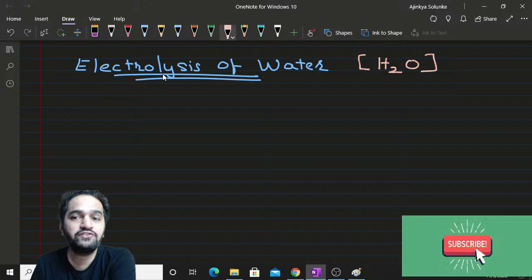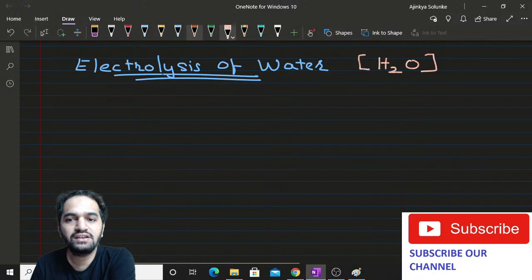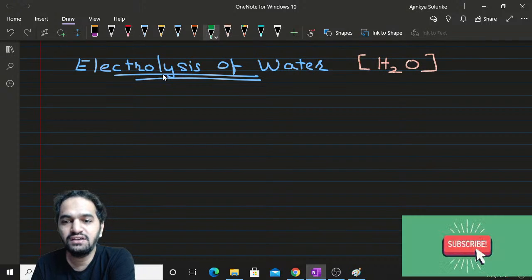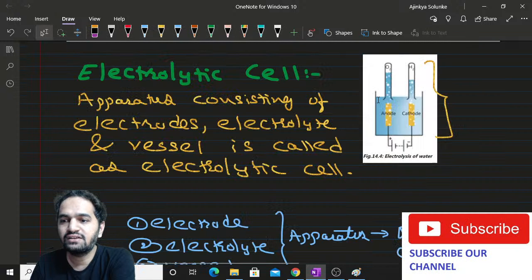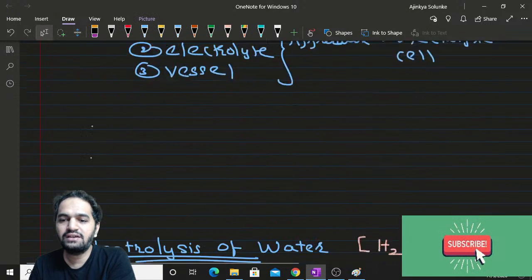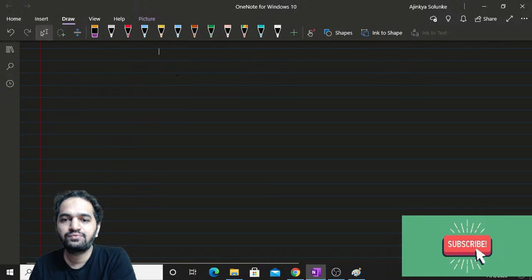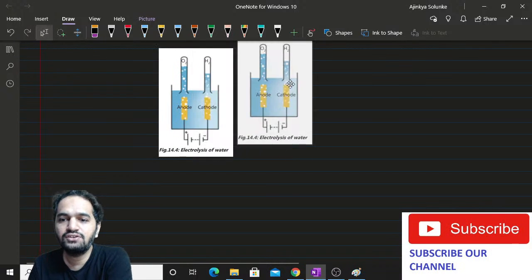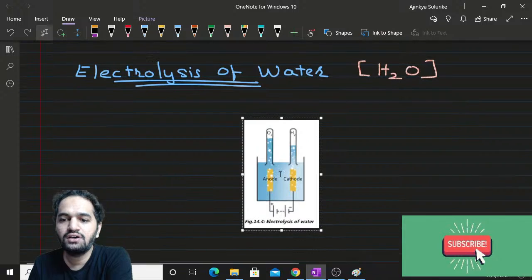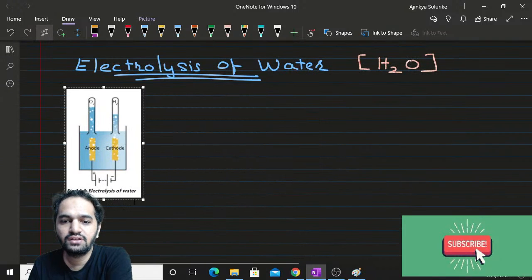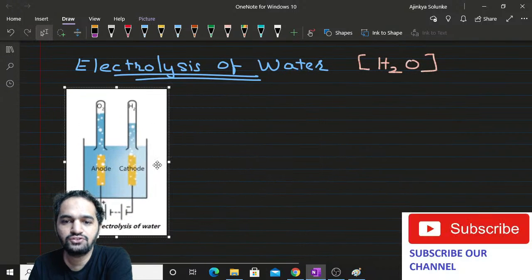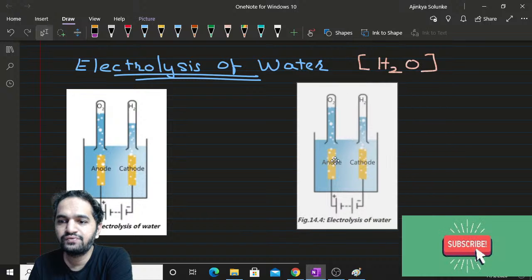Suppose we take H2O in the container. First we will take that H2O in the container. We'll use the same diagram which is there in your book. So this is the diagram, right? This is what is present in your book, correct?